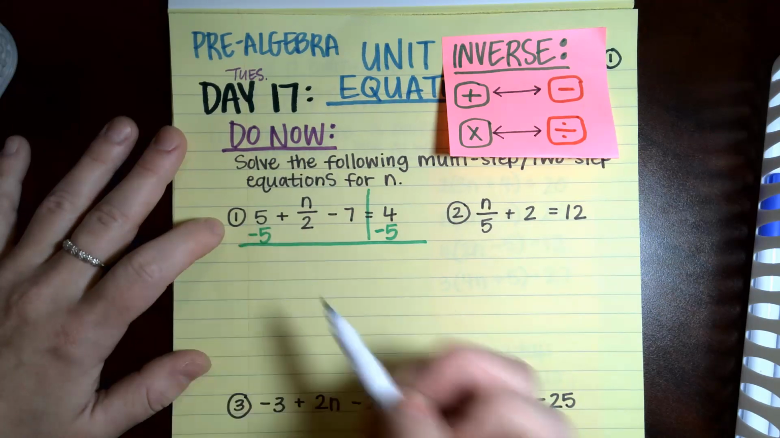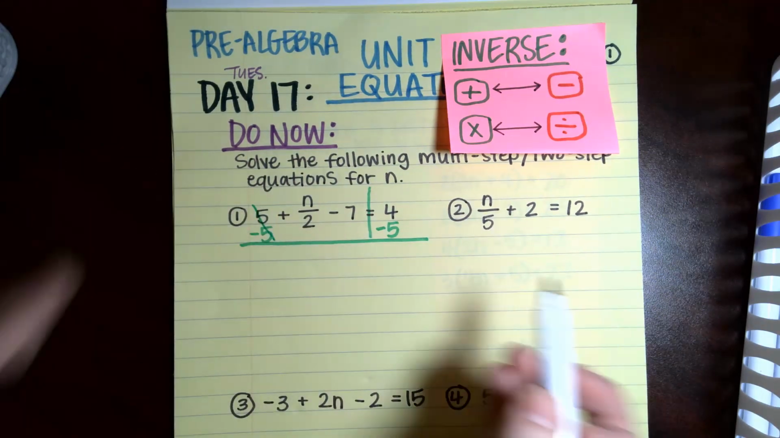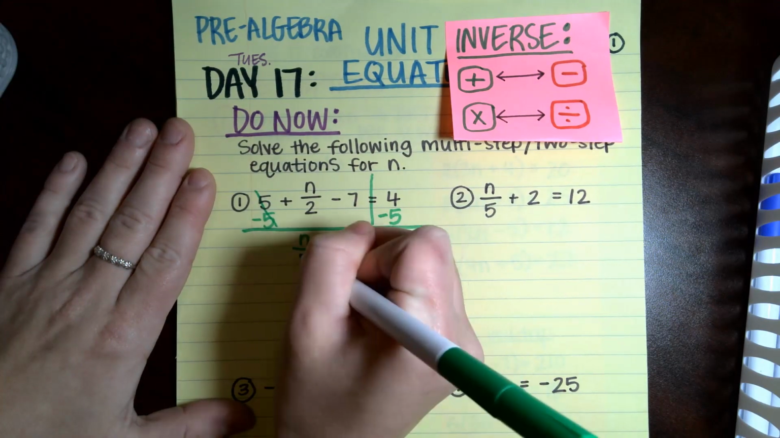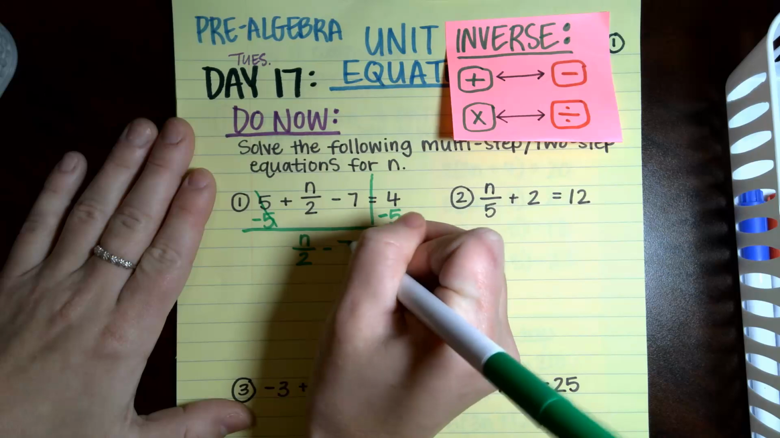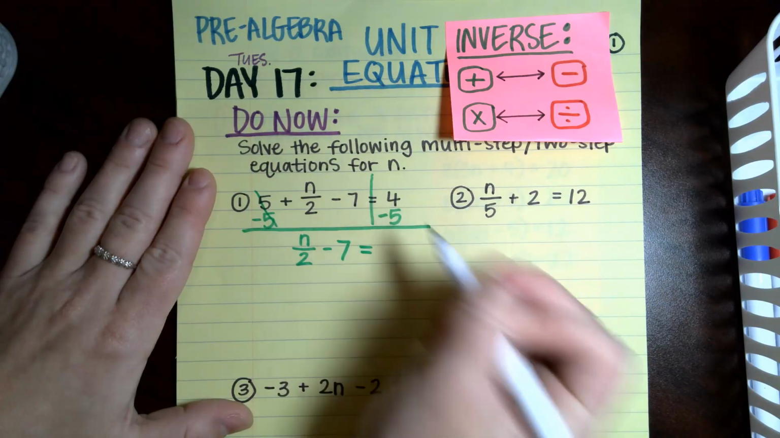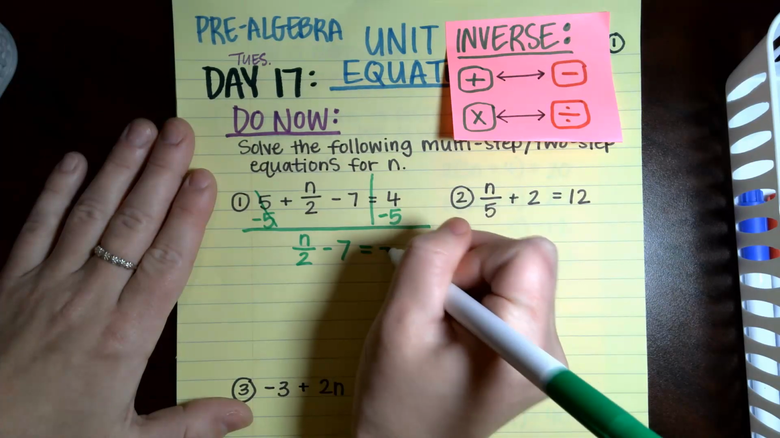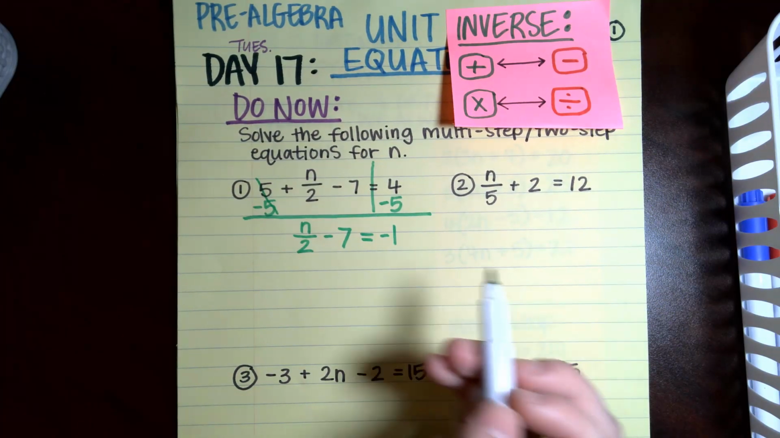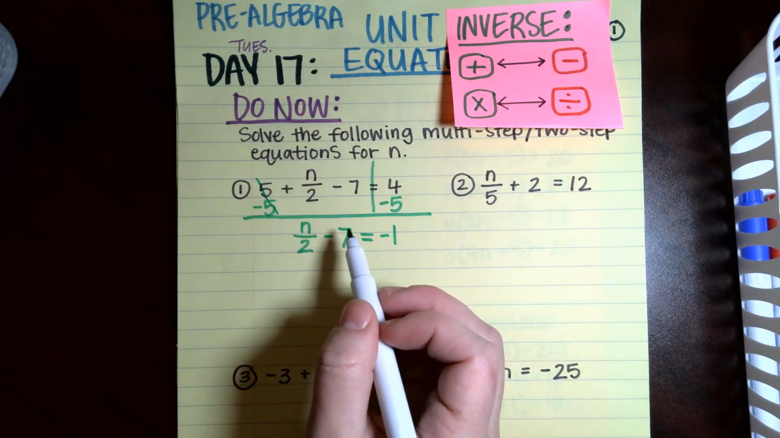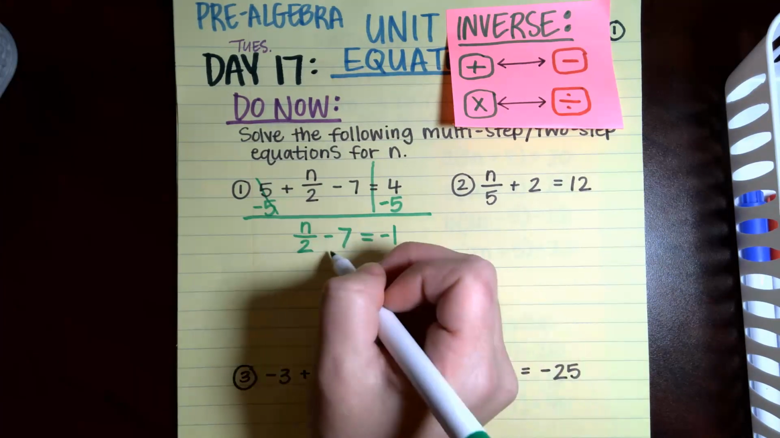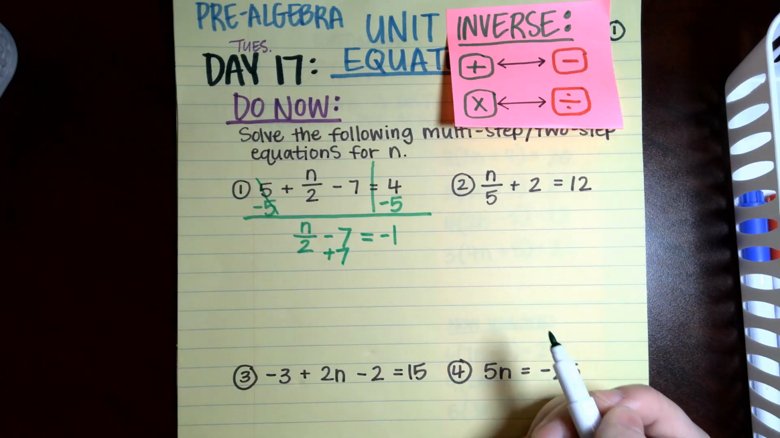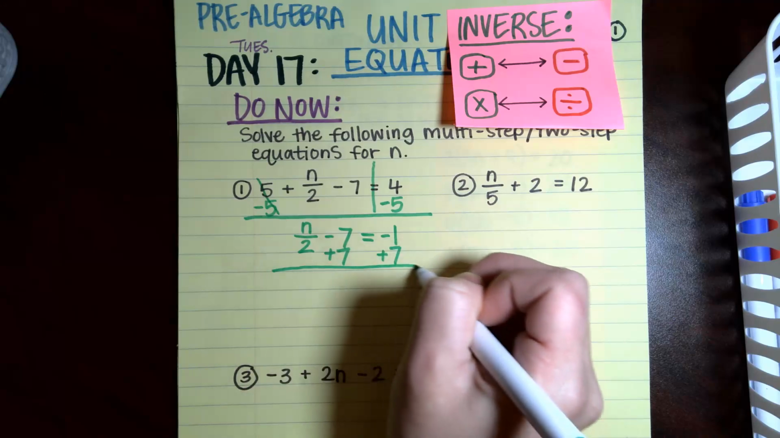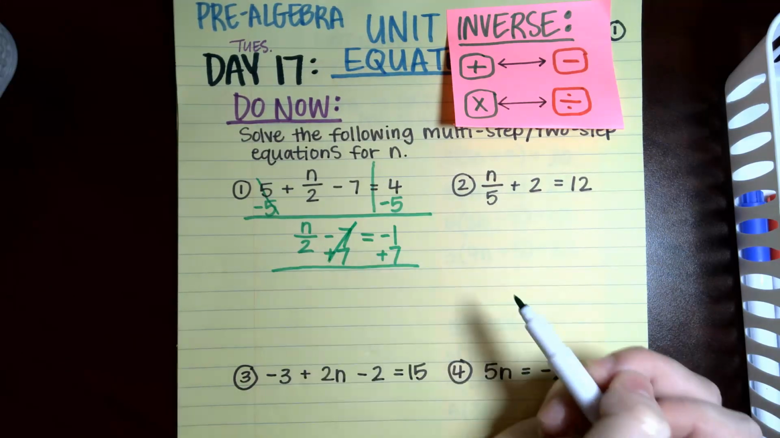All right, what happens with my 5s? They cancel. Then I want to go ahead and bring everything down. So I still have n divided by 2 minus 7 equals, what is 4 minus 5? Negative 1. Perfect. All right, what's our next step now? Yeah, we have a minus 7 here, and to get rid of it, we'll do plus 7. So I will do plus 7 here. Where else should I write plus 7? Under that negative 1. My 7's cancel.